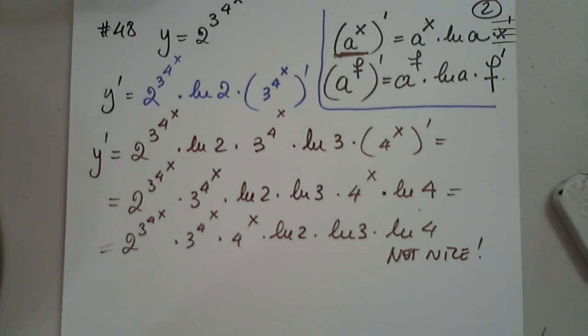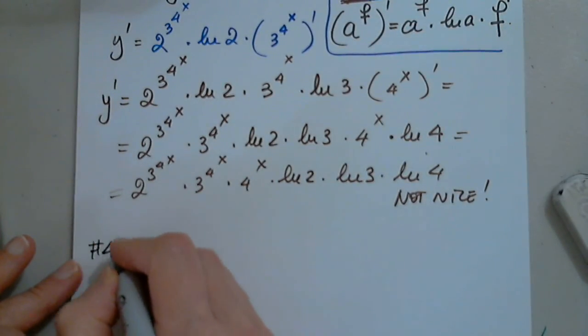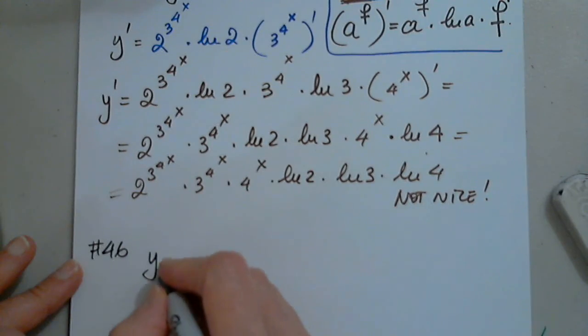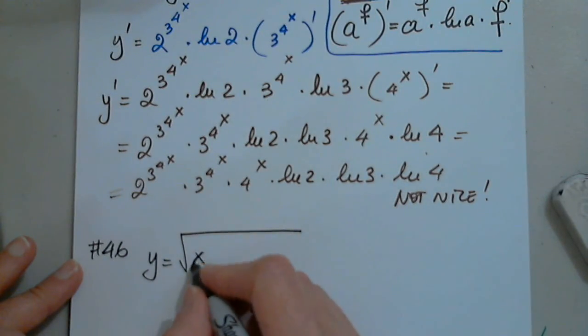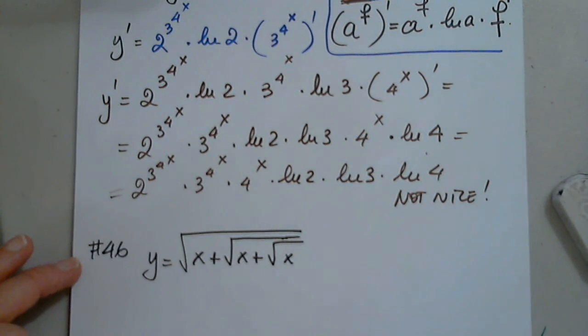Okay, anything else? And I think it's 46. 46. Very good. Let's look at 46 and then we can move on. Let me copy it. So it's y equals the square root of x plus the square root of x plus the square root of x. Perfect. Good pick.